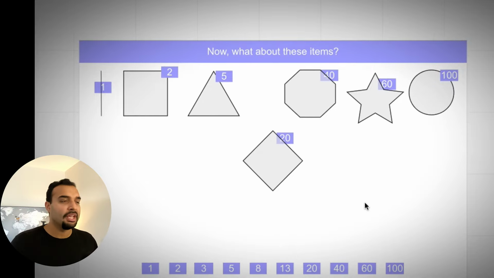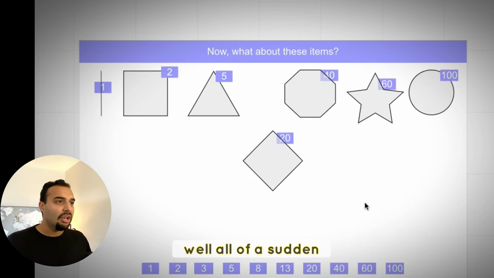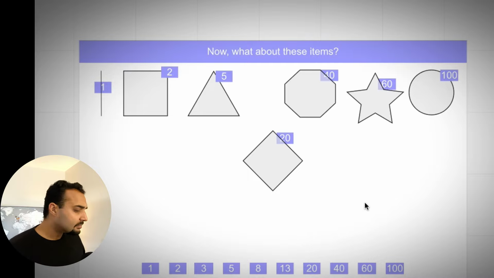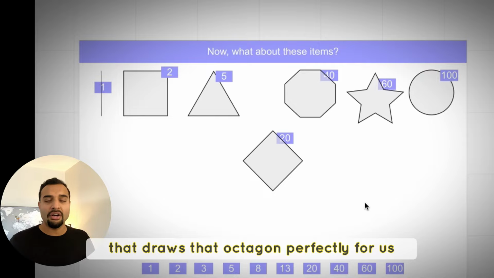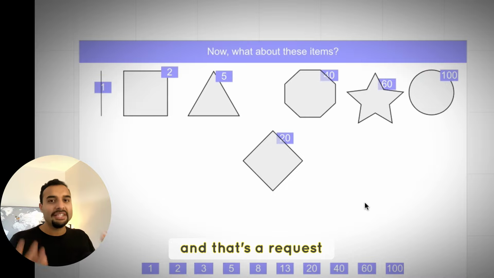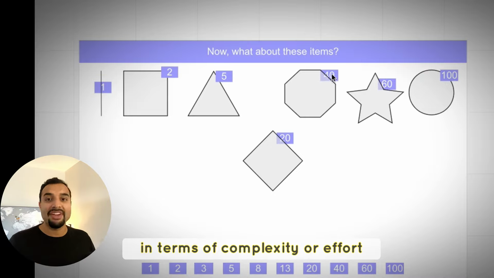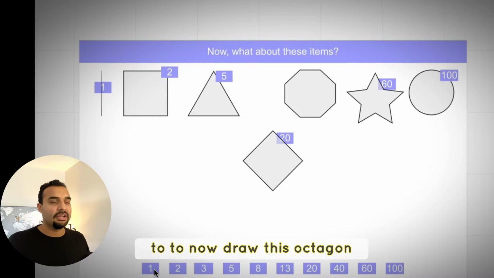This is a tip. You can choose to throw another wrench in this and say, well, all of a sudden, I find out from somewhere, I as a product owner, that in the company, we have a stamp that draws that octagon perfectly for us. And all we need to do is just stamp it onto the piece of paper. And that's the request. I found a stamp. How does that change your estimate in terms of complexity or effort to now draw this octagon?